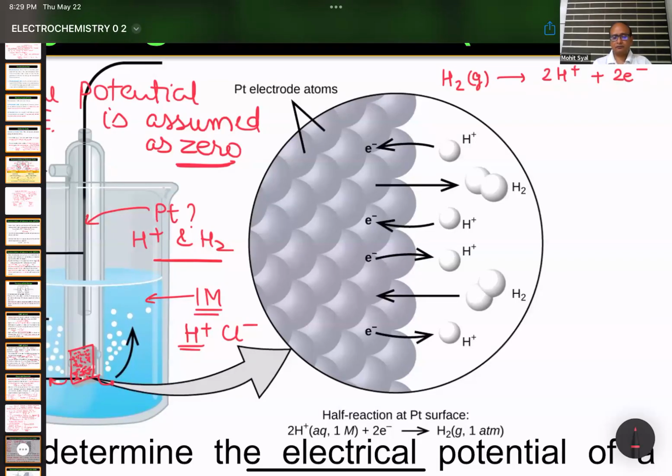Similarly, the H plus ions from the HCl solution, two things can happen. They can go on the platinum electrode and accept the electrons, and change themselves to hydrogen gas.